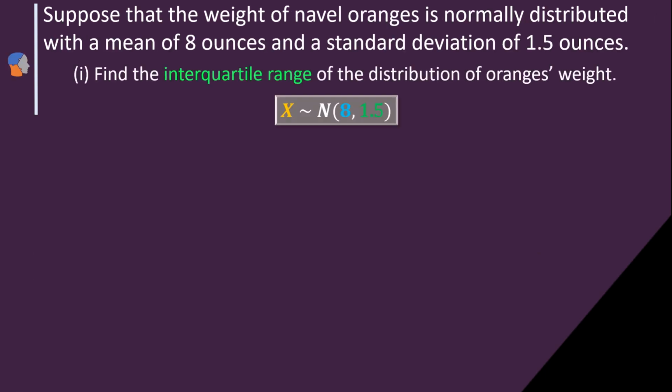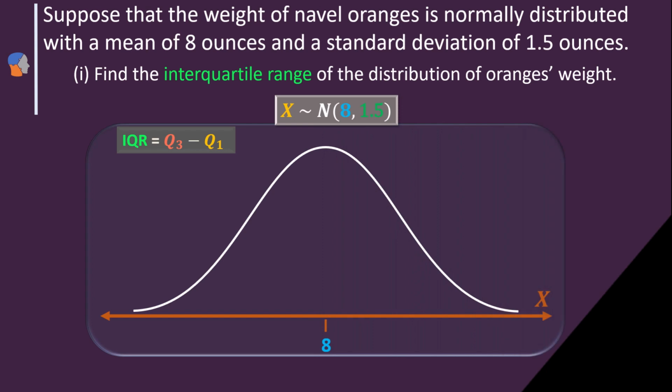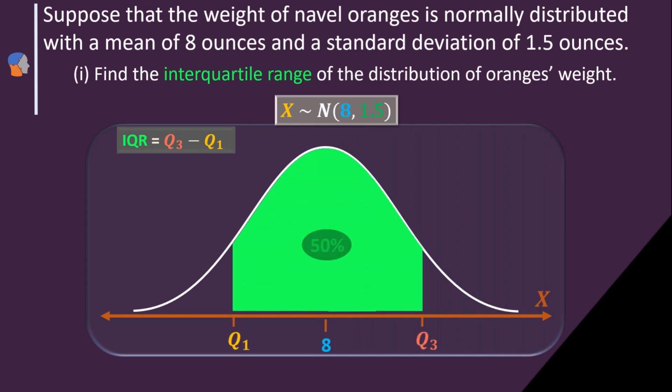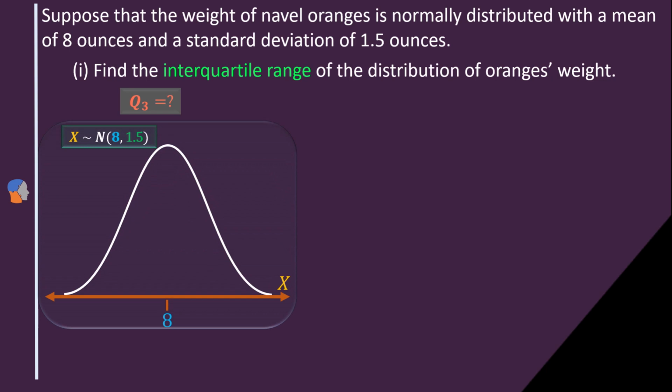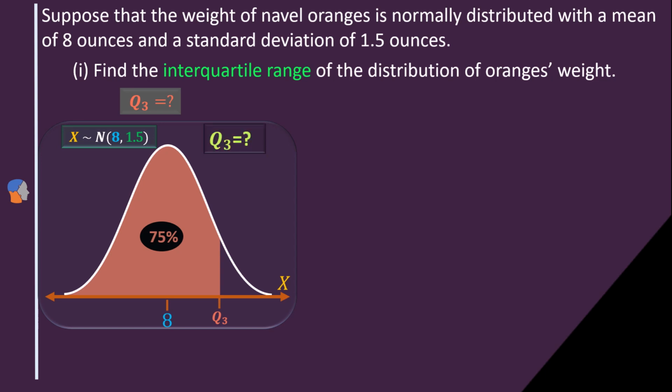Find the interquartile range of the distribution of orange weight. First we need to know what the interquartile range is. IQR is Q3 minus Q1. We know the area under the curve between Q1 and Q3 is 50%. So first find the Q3. How do we find the Q3? Again, to find the Q3, we need to consider the area under the curve from the left corner. Here we know that should be 75%. So the value on the x-axis is Q3. So we need to find the Q3.